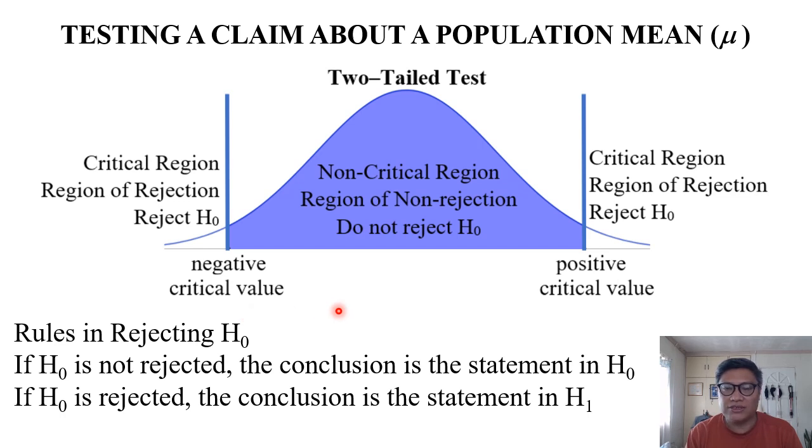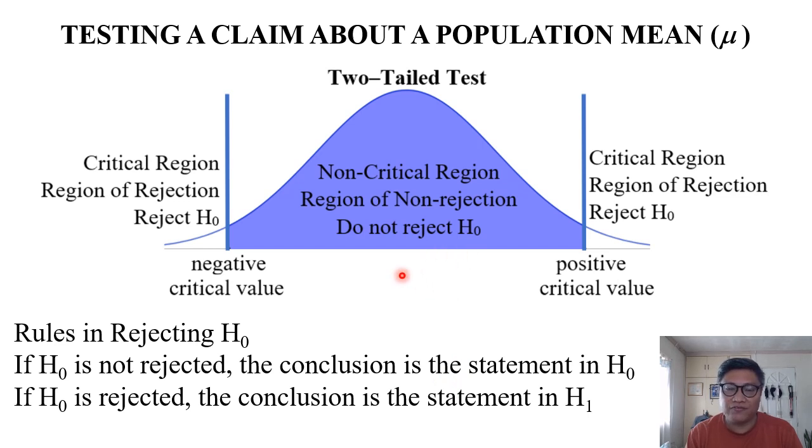Now, if the computed t-value is within this region of non-rejection, in other words, it is between the negative and positive critical values, then our decision is to not reject the null hypothesis. Then the conclusion is the statement in the null hypothesis.